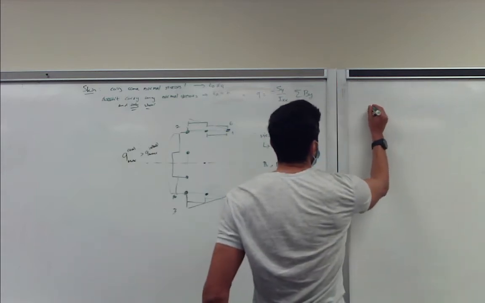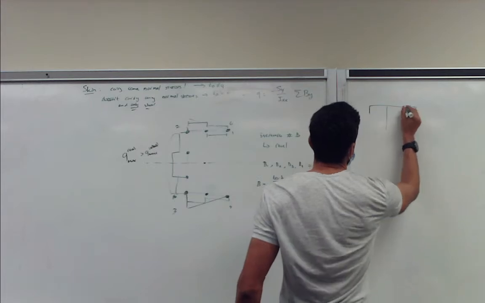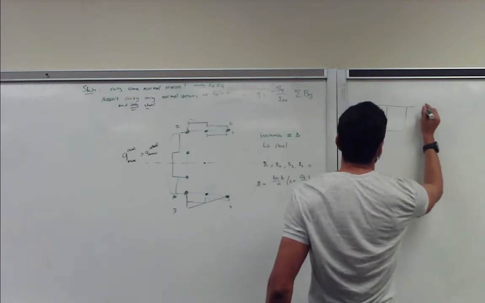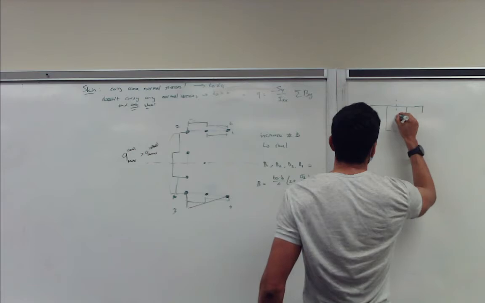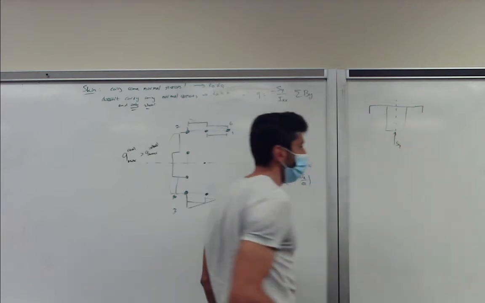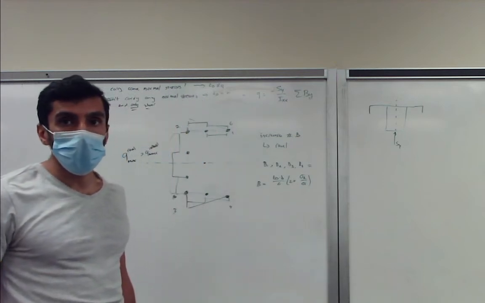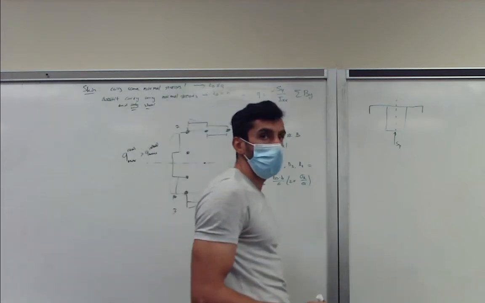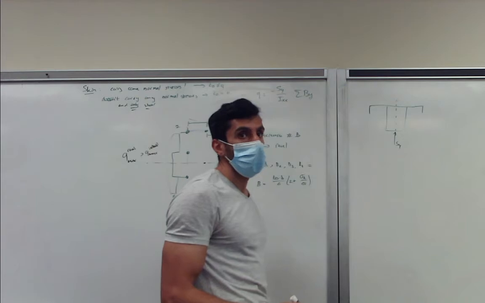So in lecture 16, this was the cross section. Here is the plane of symmetry, and our shear force was acting at the plane of symmetry. So that's the reason why it was 0. If it's shifted left or right, it won't be 0 like that.